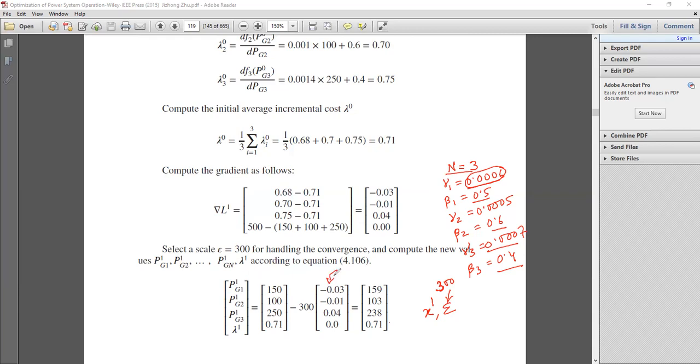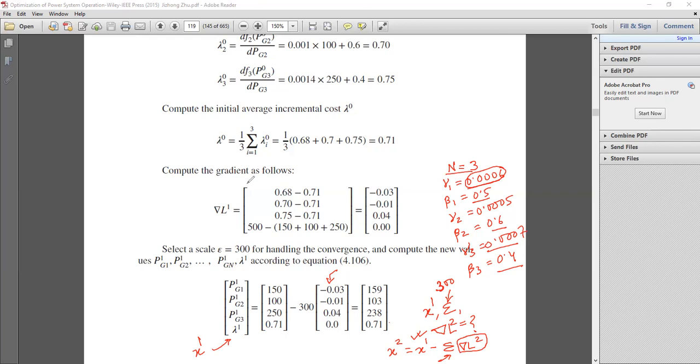Then that means we have to know what del L2 is. Once we know that, we will be able to find x2, which would be x1 minus epsilon multiplied by del L2. So our next step: we know x of 1, we know epsilon, and I need to know what del L2 is. So now let's calculate del L2.